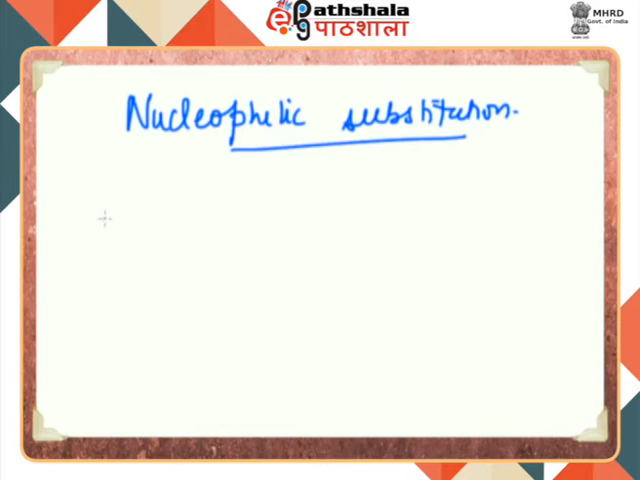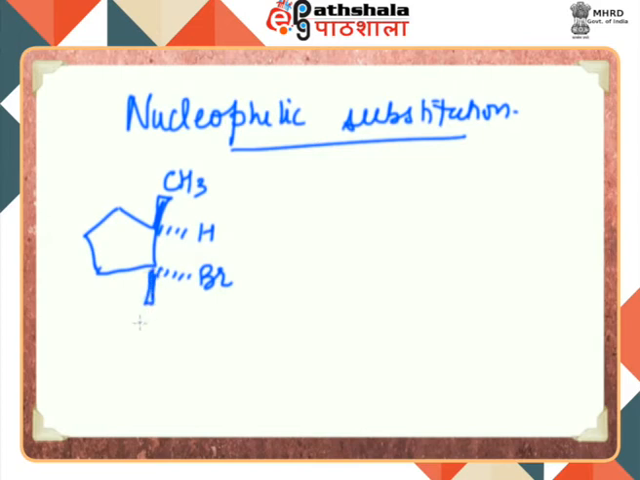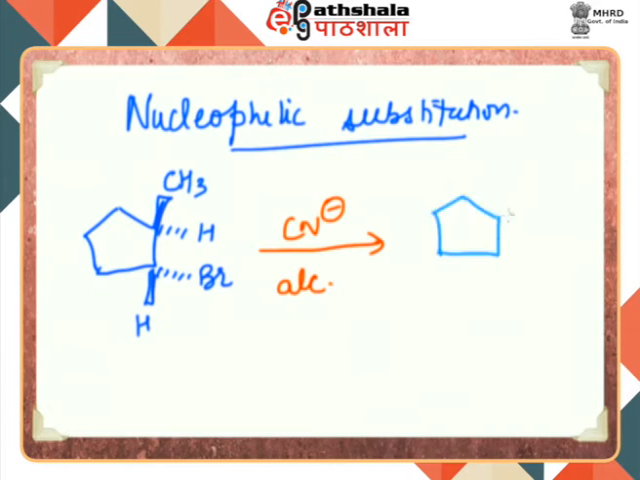Now in this, if we have a molecule where this is the cyclopentane ring and we have the substituents, and the stereochemistry is also depicted here. Now when this molecule is reacted with cyanide ion in the presence of alcoholic medium, what happens is we get this product.